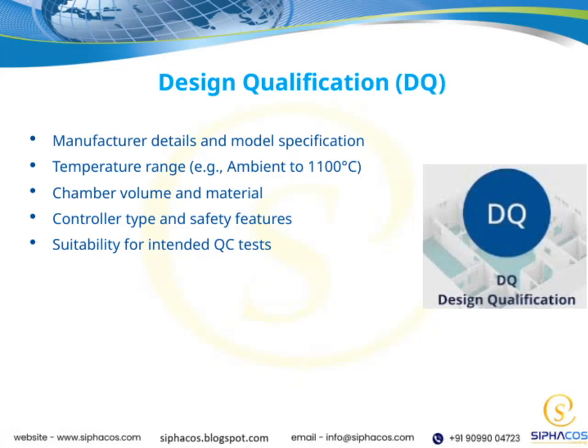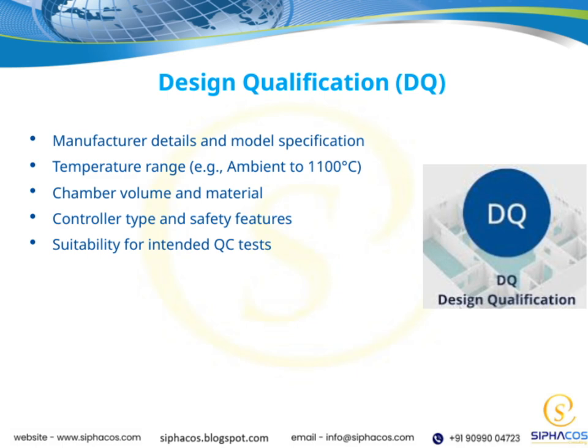Let's dive into design qualification, or DQ, which is a crucial step in ensuring our equipment meets all necessary standards. First, we'll look at the manufacturer details and model specifications. It's important to verify the manufacturer's credibility and ensure the specific model fits our needs precisely. Next, the temperature range is a key factor. Whether it's from ambient temperature up to 1,100 degrees C, we need to confirm it can handle our required testing conditions. The chamber volume and material are also vital. They determine the capacity and durability of the equipment under high temperatures.